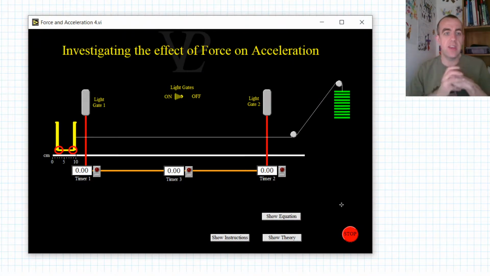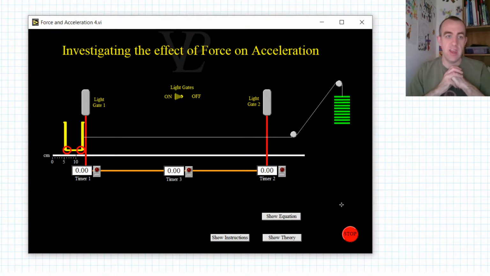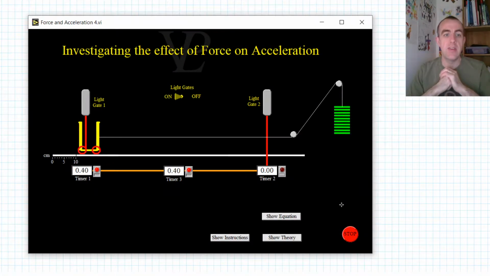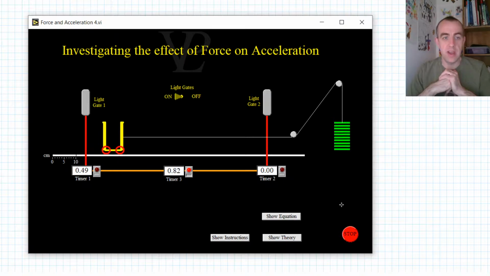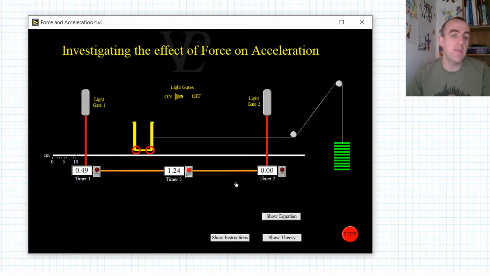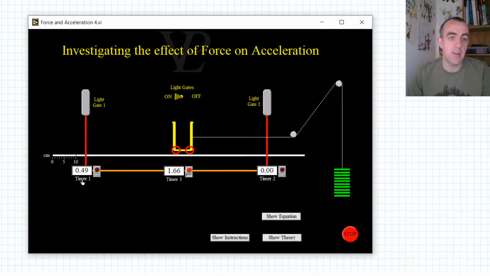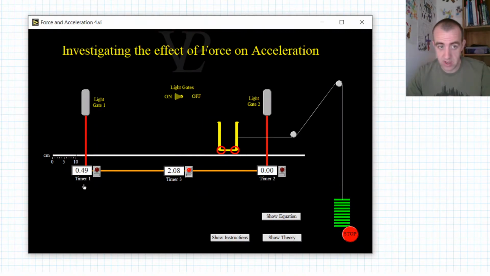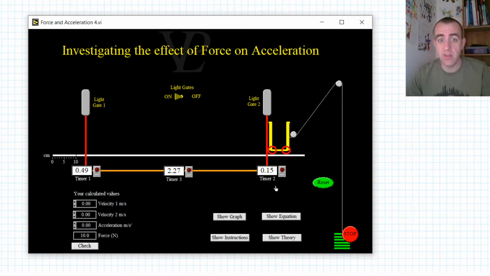When I release this, we'll see the 10 newtons accelerates this car, and this car moves from one light gate to the next. You can see as it passed through the first light gate, the timer of the first light gate was running, and the same for the second light gate. We also have the time between the 2 light gates given here. Let's take that data down in a table.